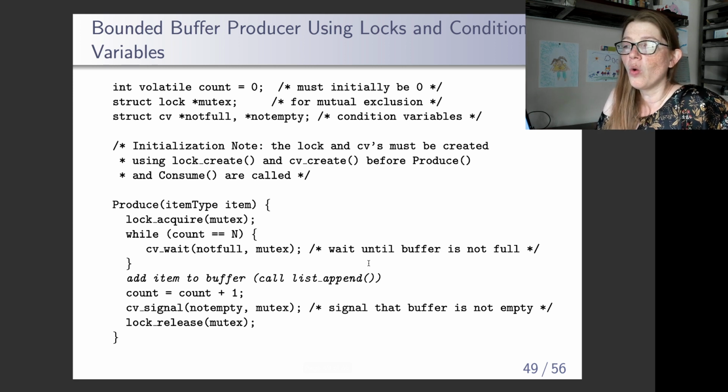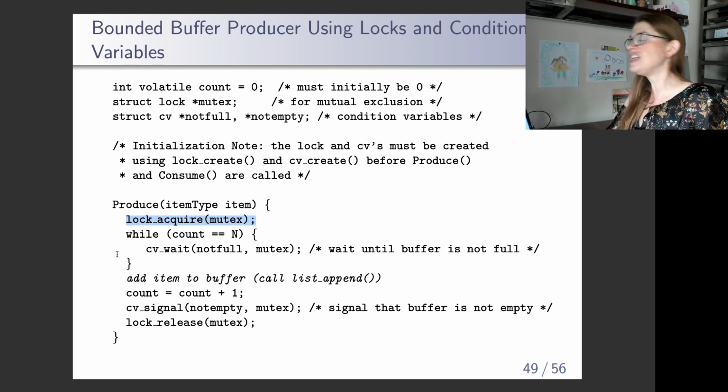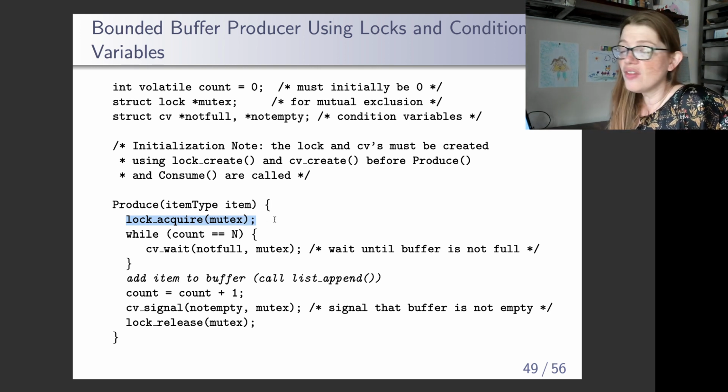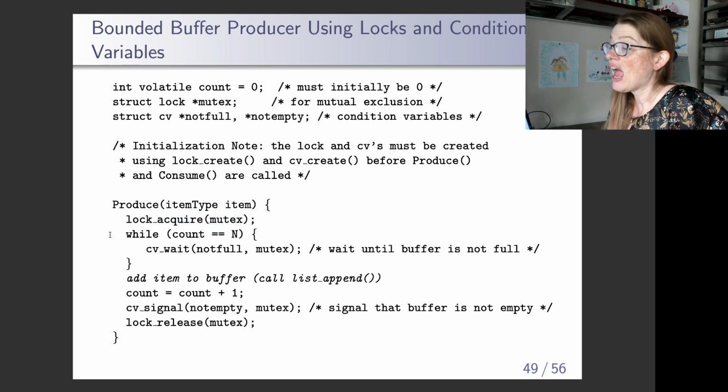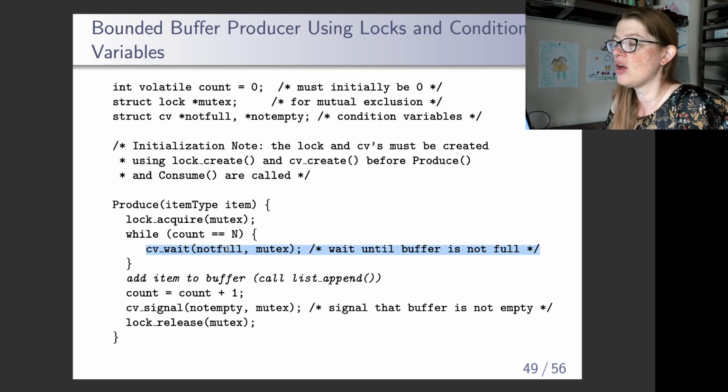So we're going to have one lock to protect the count of the number of items in the buffer, and then we're going to have a CV for the buffer being not full, and a CV for the buffer being not empty. So then in produce, we need to check, can we add something to the buffer? So I need to check my count. So I acquire the lock on the mutex. And then I am going to say, well, is the count equal to n? Because while the count is n, it means the buffer is full. I'm going to call CV wait on not full, because I'm waiting for the buffer to be not full.